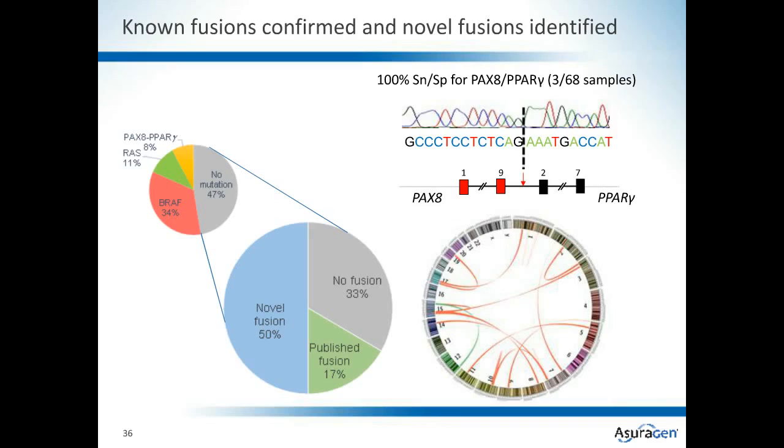Of the one fusion type that we knew to be present in these samples, which is PAX8-PPARgamma, this was present in 3 of the 68 samples. We were able to detect this fusion with 100% sensitivity and specificity using the pipeline that we've applied, which is the sensitive fusion caller followed by the cohort adaptive filter.